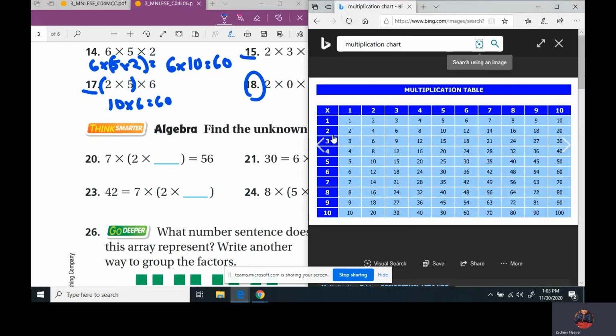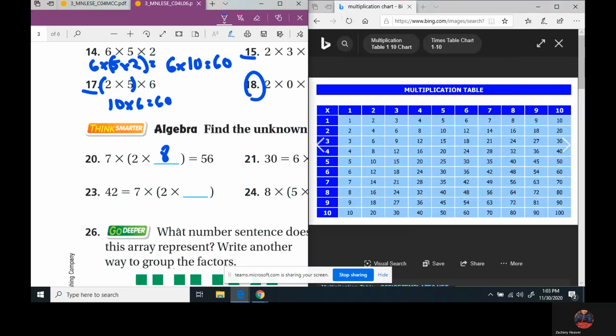So I'm going to find my 7 down. I'm going to count over. 1, 2, 3, 4, 5, 6, 7, 8. 8. So 7 times 8 equals 56. Well, I can't put an 8 in here because that gives me 8 times 2, which equals 16, which is too big. So we have to ask ourselves, what times 2 equals 8? It's 4. Okay? The goal is to find what we need in the parentheses and then find out how we're going to get it.